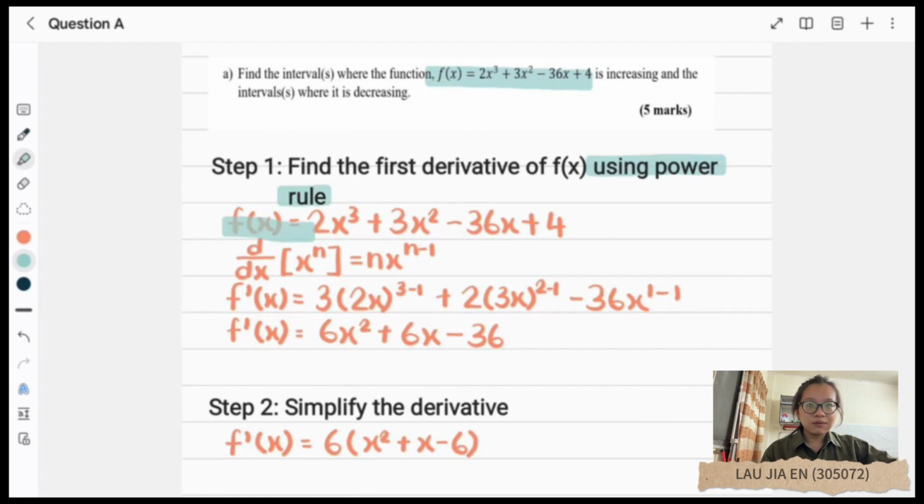We write down f(x) and this is the power rule formula. When we use the power rule formula, we move the power to the front and reduce the power by 1. At the end, we get f'(x) = 6x^2 + 6x - 36. Then we simplify the derivative and we get 6(x^2 + x - 6).